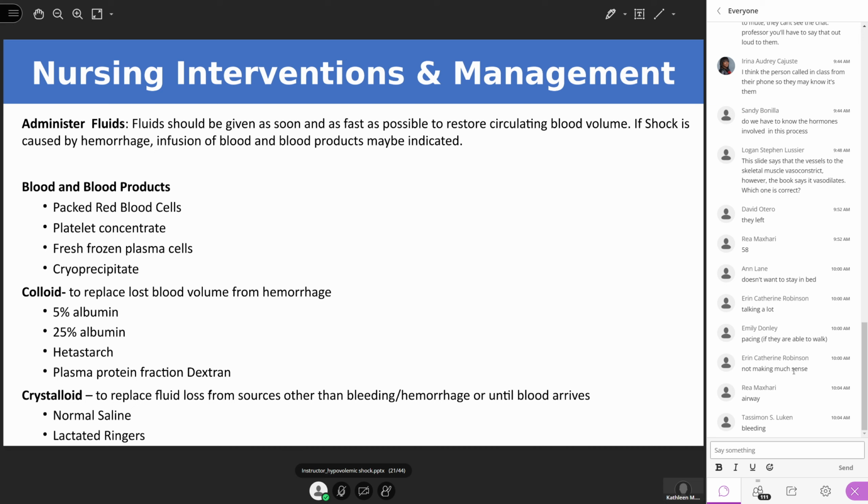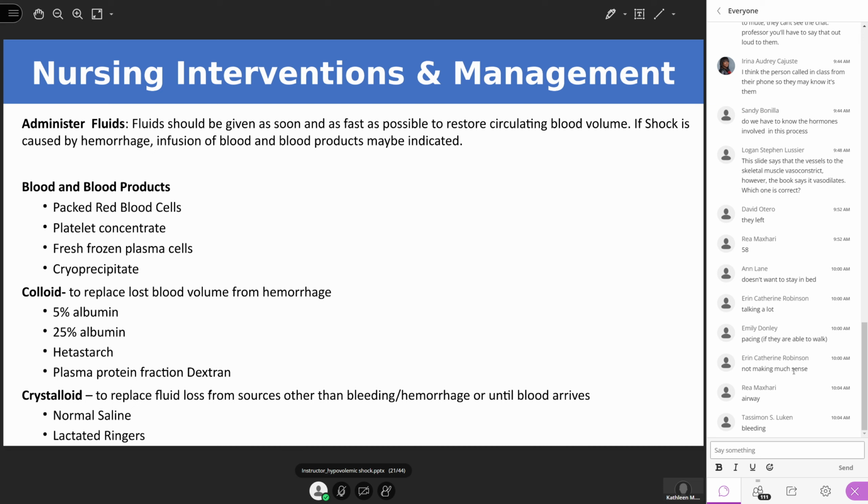Okay, so nursing interventions and management. Administer fluid. Fluid should be given as soon and as fast as possible. We've talked about that a few times, to restore the circulating blood volume. Remember, hypovolemic shock, it's all about that blood volume. If shock is caused by hemorrhage, infusion of blood and blood products may be indicated.